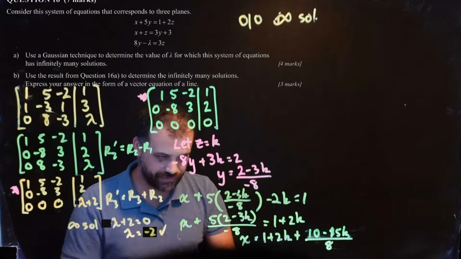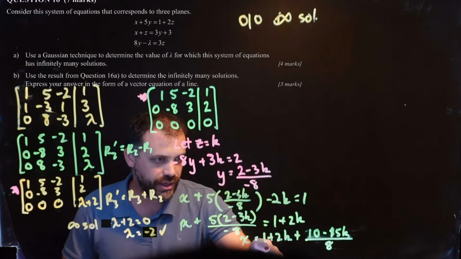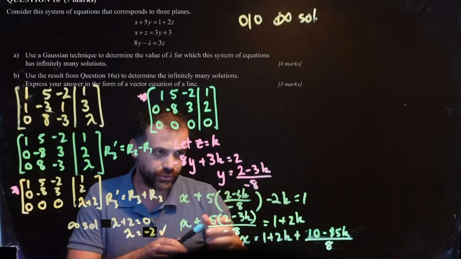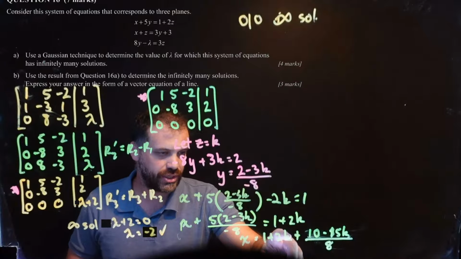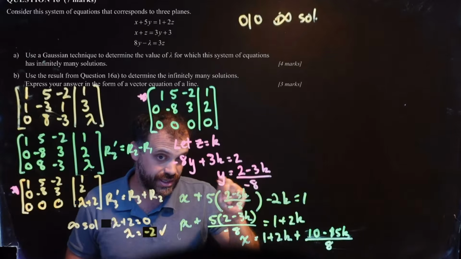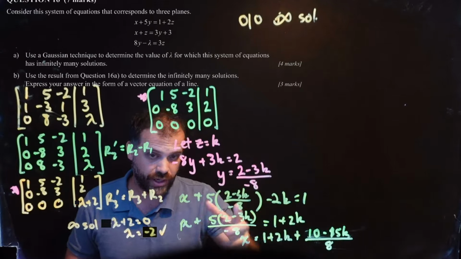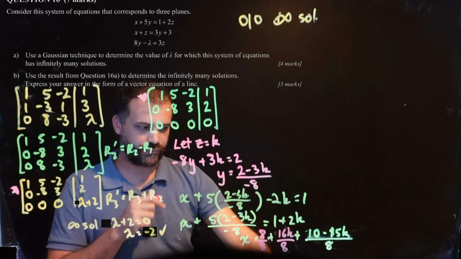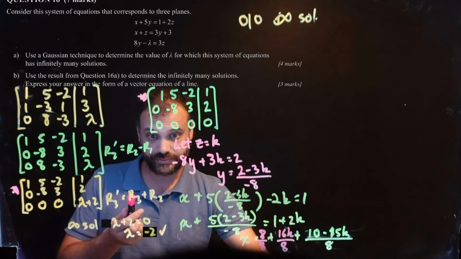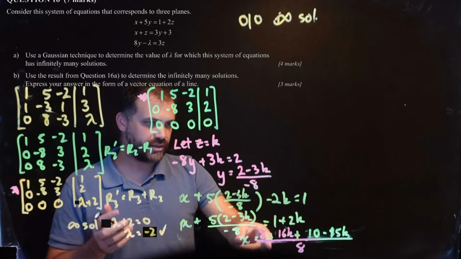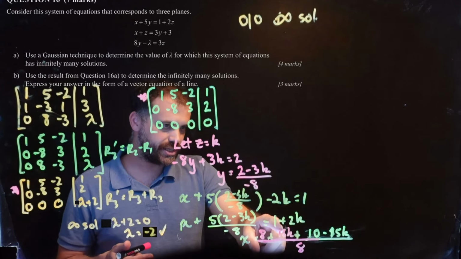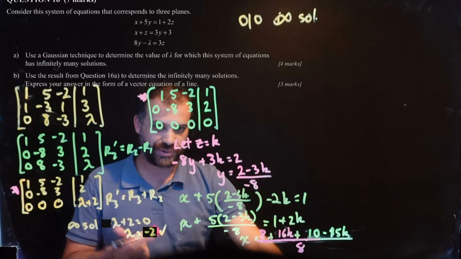And it really is a test of our algebraic skills here, because now if I make everything be over 8, I can bring it all together. So 2k is the same as 16k over 8, and 1 is the same as 8 over 8. All right, so now it's all over 8. Pretty neat. And now I can group my like terms. So 8 plus 10 will be 18, and 16k minus 15k will be k.